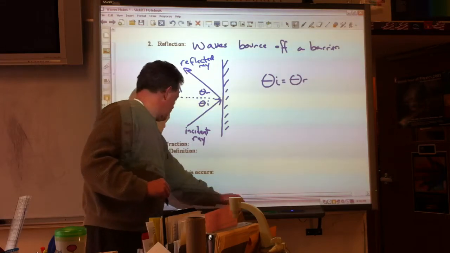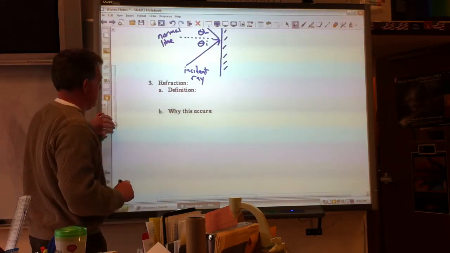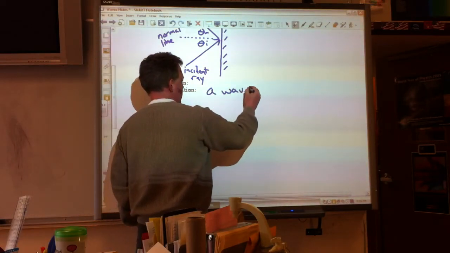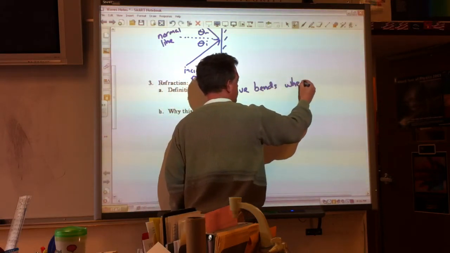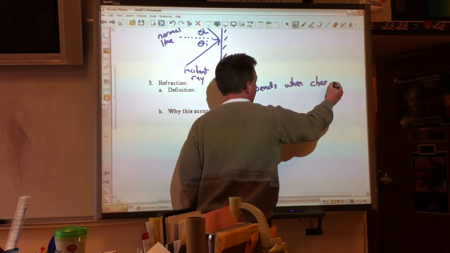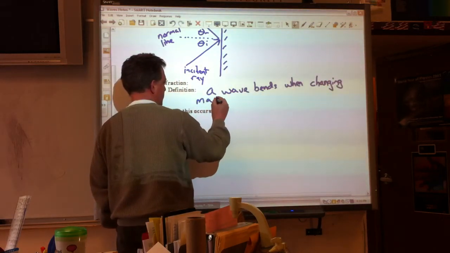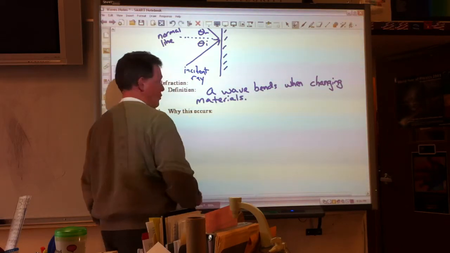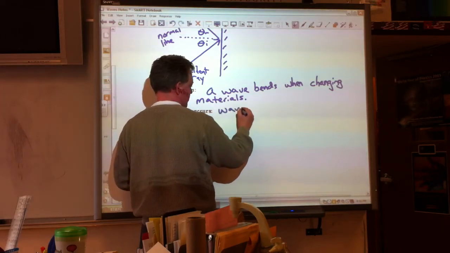Next thing we're going to talk about is refraction. And refraction is when a wave bends when changing materials. The reason that it occurs is because the wave changes speed.